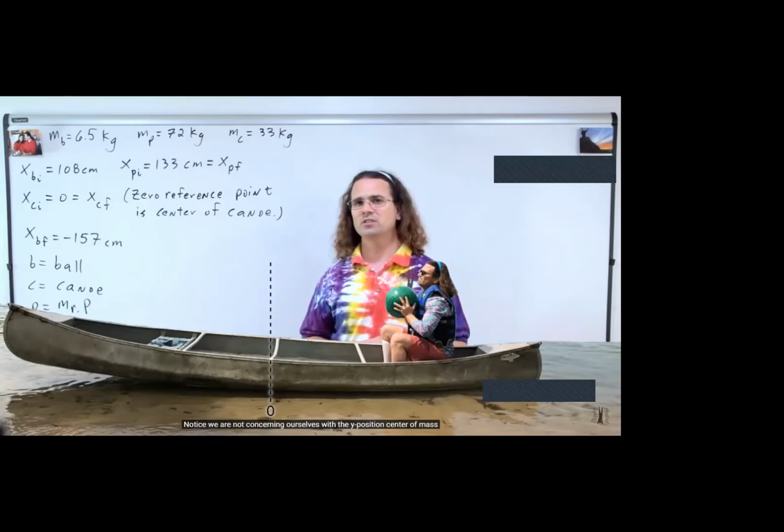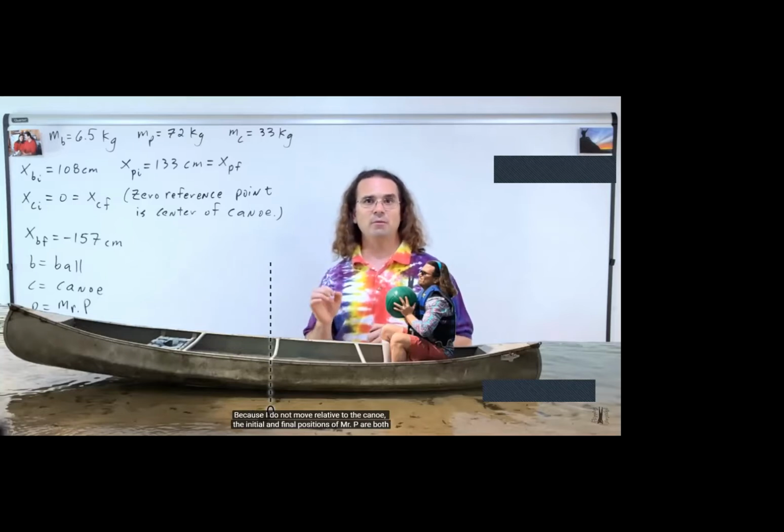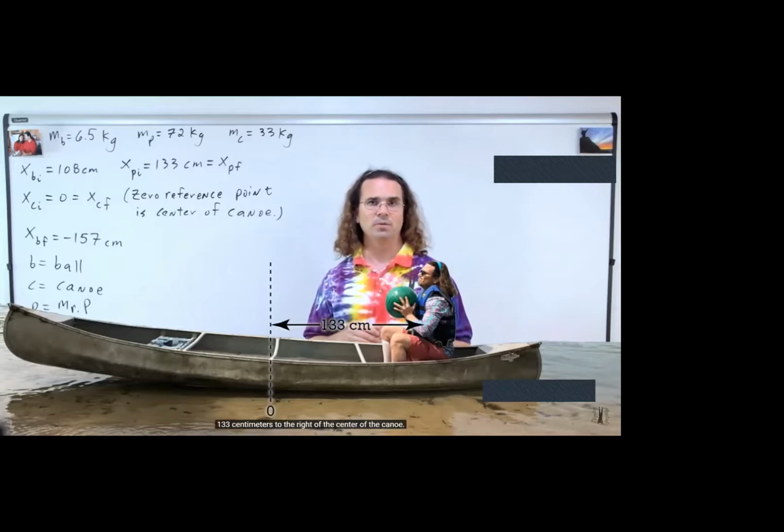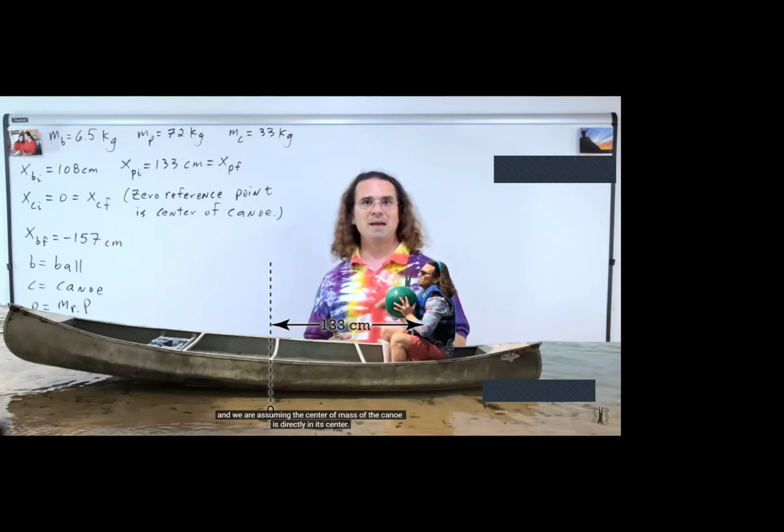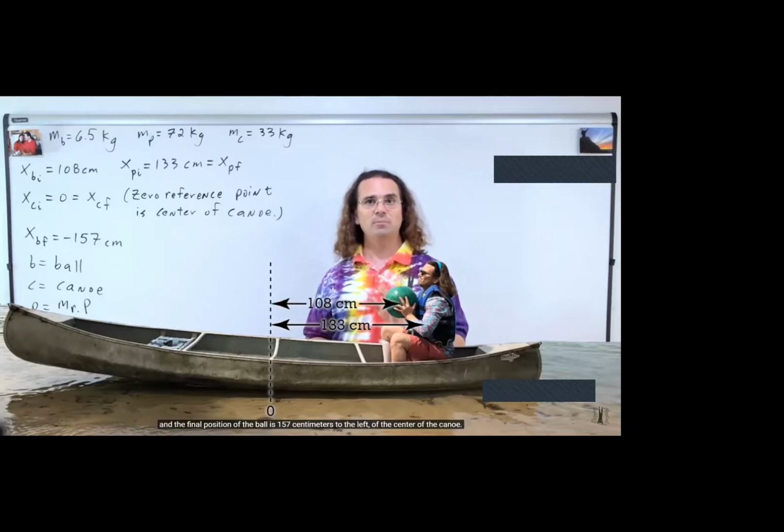Notice we are not concerning ourselves with the Y position of the center of mass because we are only discussing horizontal movements in this example. Because I do not move relative to the canoe, the initial and final positions of Mr. P are both 133 centimeters to the right of the center of the canoe. Both the initial and final positions of the canoe are 0 because the canoe does not move relative to itself, and we are assuming the center of mass of the canoe is directly in its center. The initial position of the ball is 108 centimeters to the right, and the final position of the ball is 157 centimeters to the left of the center of the canoe.